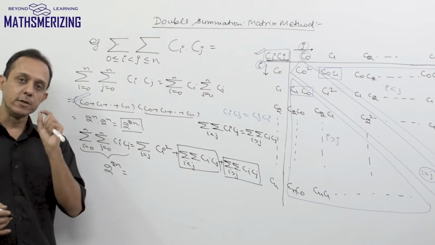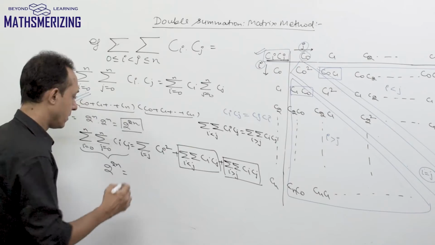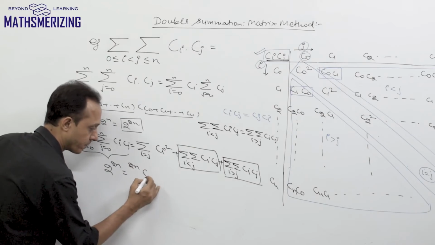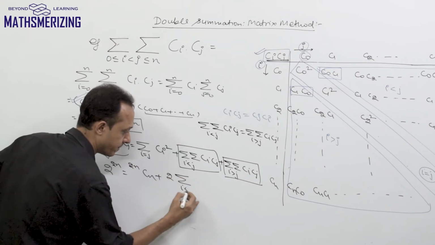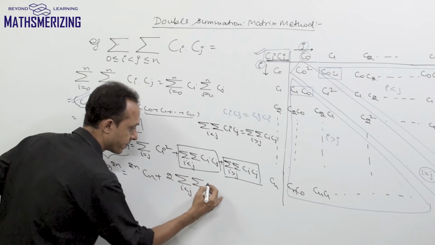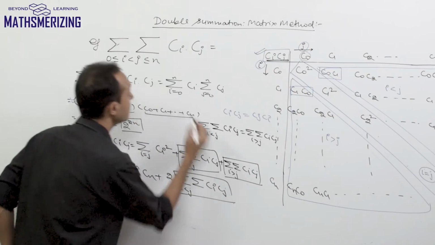Now this series, C0 square plus C1 square plus up to Cn square, is a standard series. We have already worked it out. So the sum of the series is 2nCn, and then I can write it as 2 times summation i less than j, Ci into Cj.